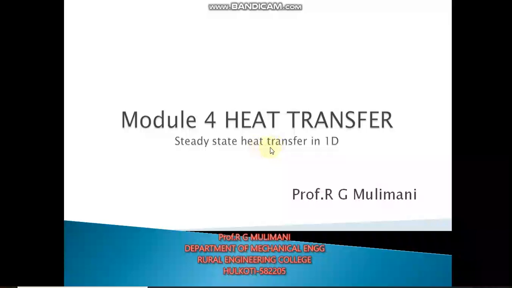We already know what heat transfer is. Heat transfer will take place when there is a temperature gradient. It may be within the body or between the body and the surroundings. There are different modes of heat transfer: conduction, convection, and radiation. We are discussing steady state heat transfer in one dimensional problems.